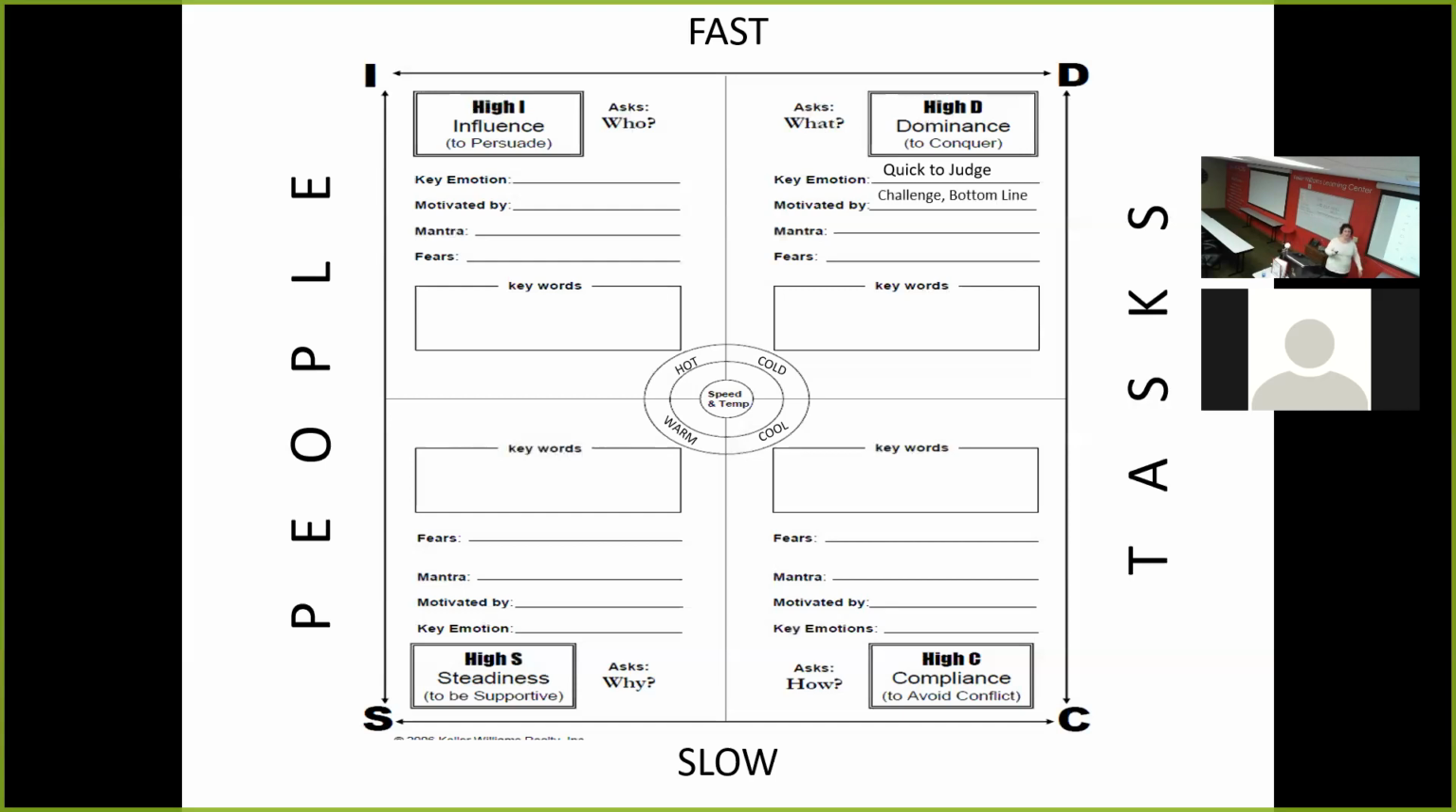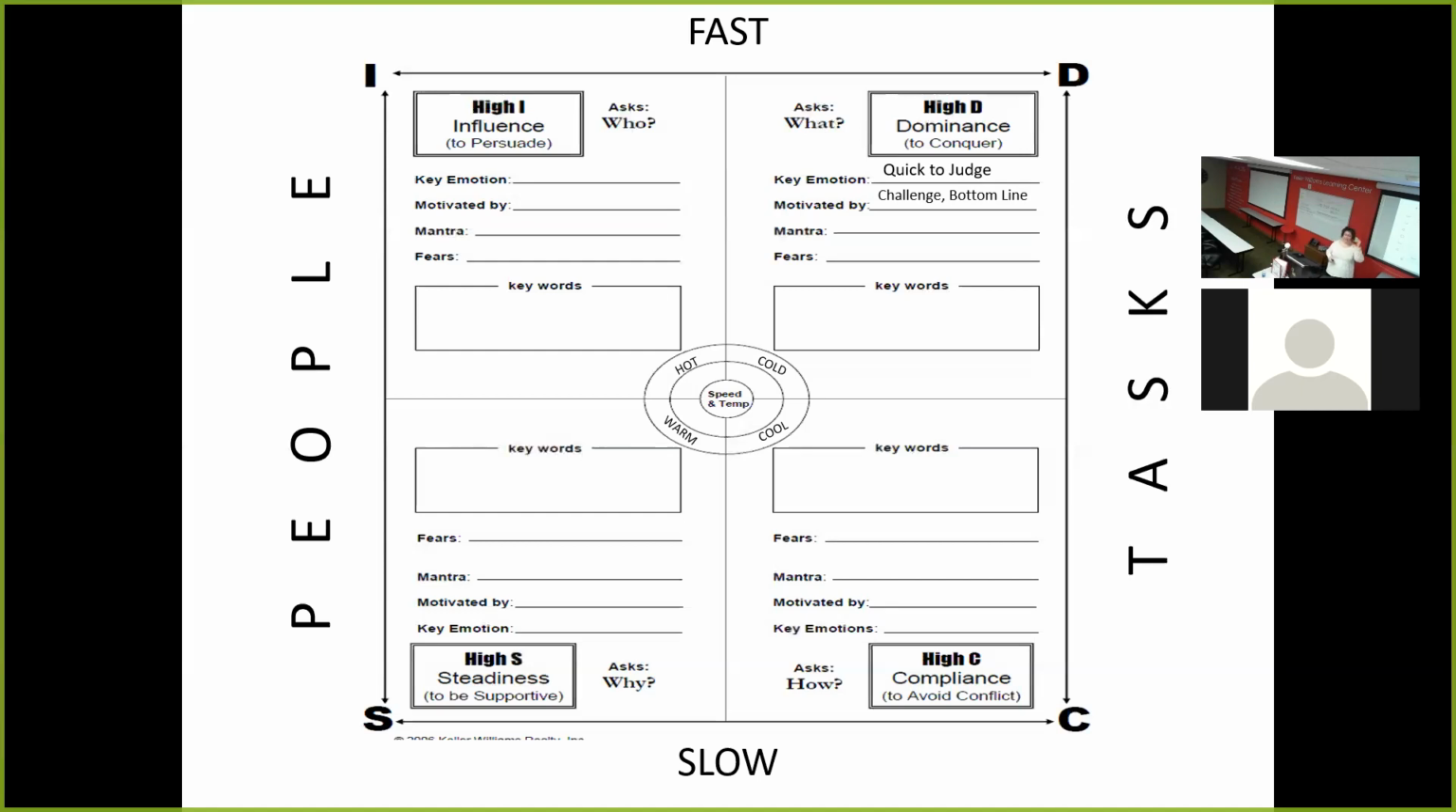Now, what they're motivated by is a challenge and the bottom line. A D wants to know the price of the house before they look at it. A D wants to know what's the end result before we begin. Because if it's not worth it, we're done. Because they like to be challenged in the bottom line. So they won't want to waste their time because they're going to make that quick judgment. So if you're working with a buyer or seller that's a D, what do you think you need to do?